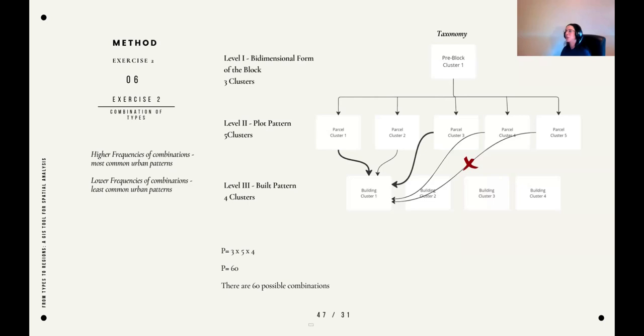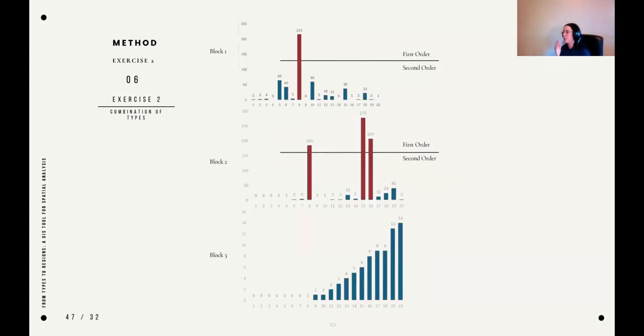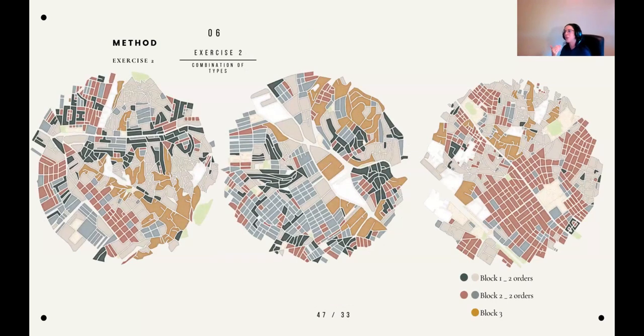But as we verify, as we try to combine, actually we notice that some combinations are more frequent than others, and some combinations do not take place in the city. So by doing this, we can assume that the higher frequencies of combinations represent the most common patterns, whereas the lower frequencies of combinations represent the least common urban patterns in the city. And as I mentioned before, we can count the frequency, as it is shown here in the histograms, and we can clearly see that some of them occur frequently and others perhaps do not even take place. And with that, we can establish our regions of patterns.